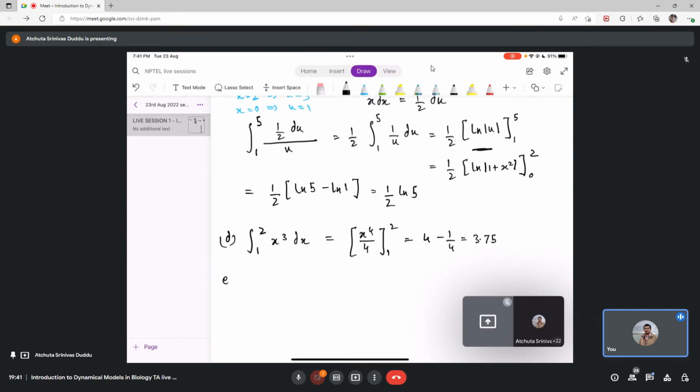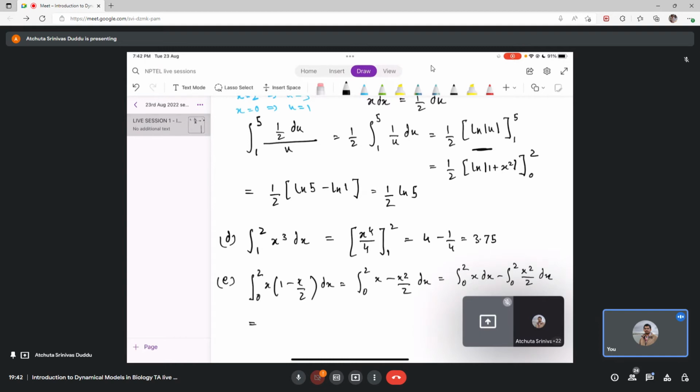Next, the fifth bit, we have the integral 0 to 2 of x times 1 minus x by 2 dx. Again, to solve this, we can just expand it inside the integral to x minus x square by 2 dx. So this would be the integral 0 to 2 of x dx minus the integral 0 to 2 of x square by 2 dx.